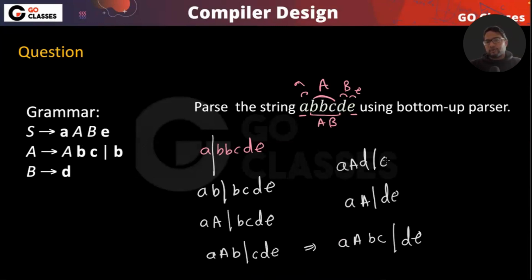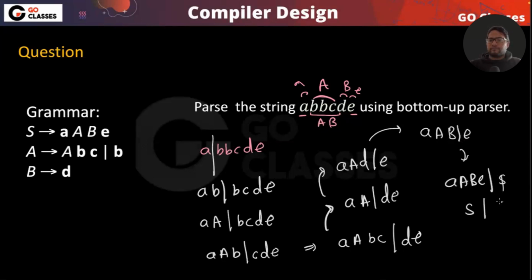Can anyone tell me what we should do now? We should reduce this small d to small d to capital B. And then, okay, understood. So basically, if you notice, this is small a, this is small a capital A. Yeah. So maybe you can notice something, that this small b, at least this small b, we have not reduced to capital A, right? Instead of reducing this, we have reduced this capital ABC.